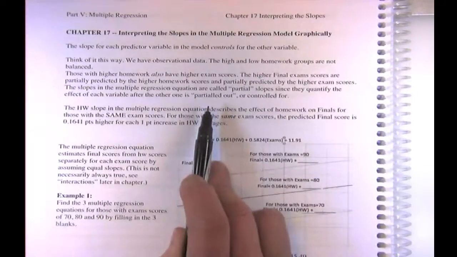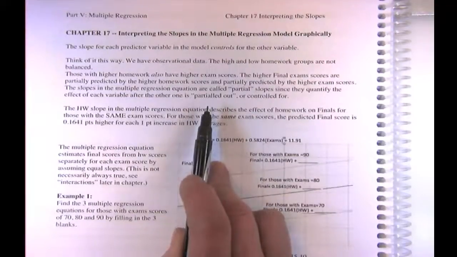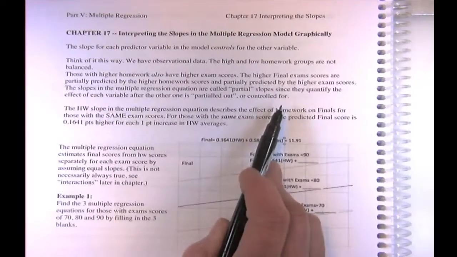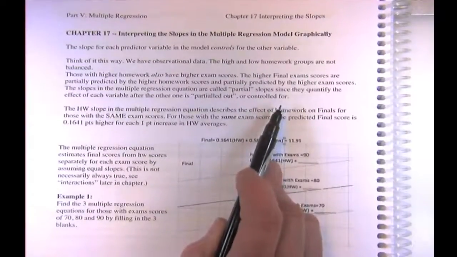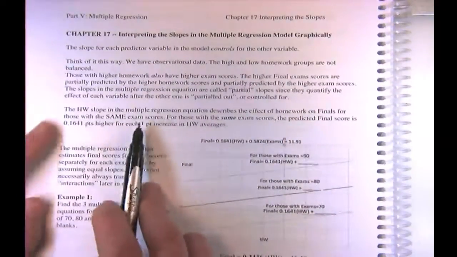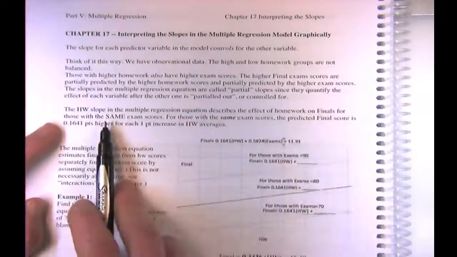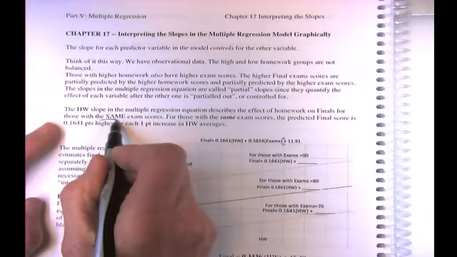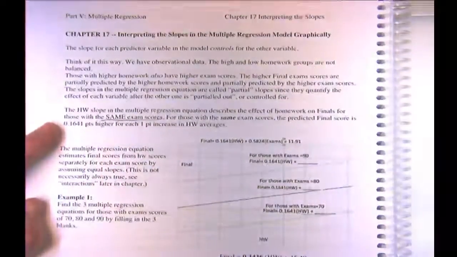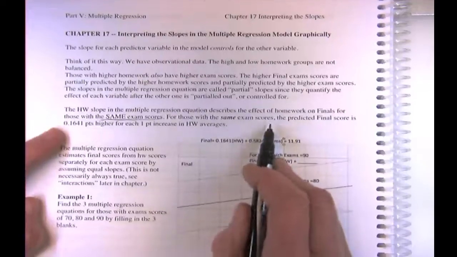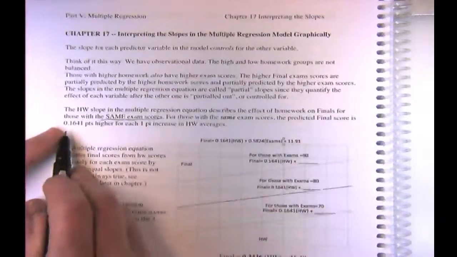Basically, it's the equivalent of stratification. You're looking at or controlling for it. It's really stratifying on the other variable and saying, okay, for all the different levels, let's see what's going on. So the homework slope in the multiple regression describes the effect of homework on finals for those with the same exam scores. For those with the same exam scores, the predicted final is 0.1.